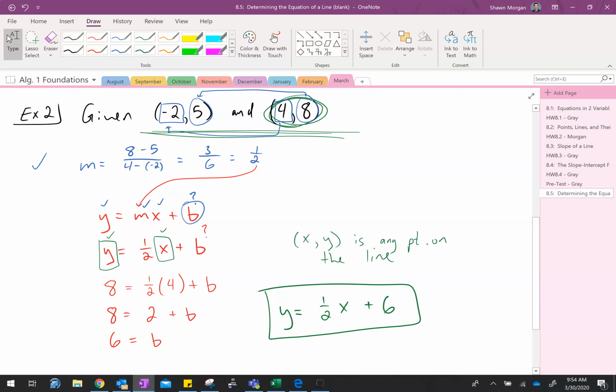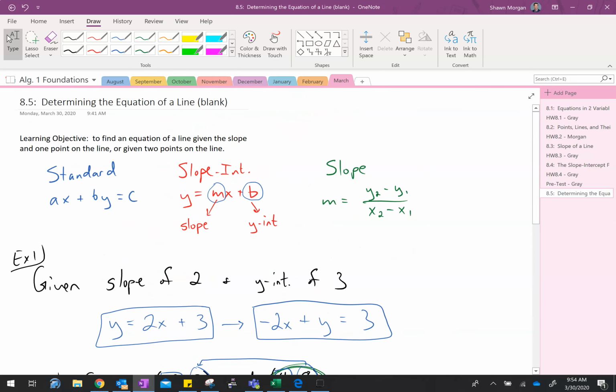So this will be the end of the screencast where we've been talking about finding the equation of a line when given either the slope and the y-intercept or 2 points on the line.